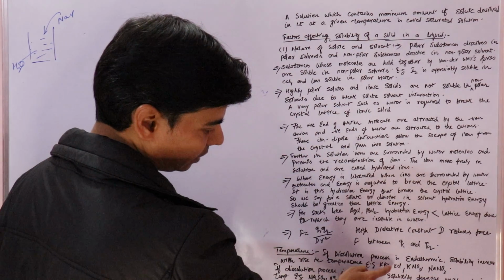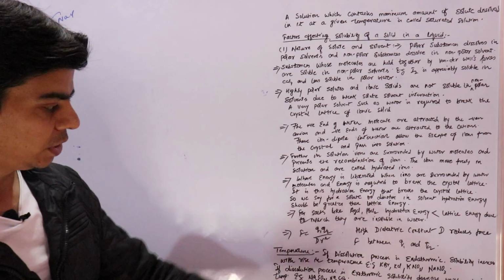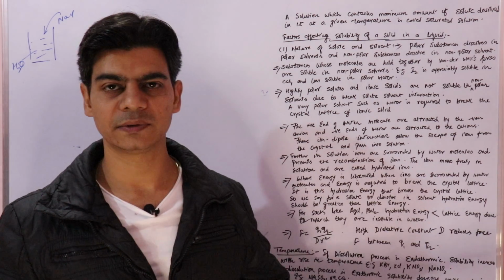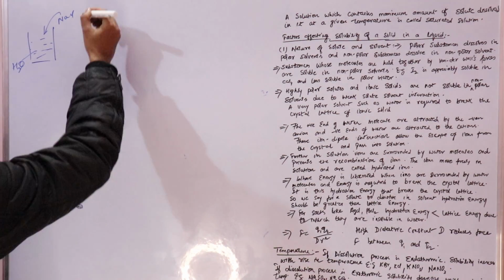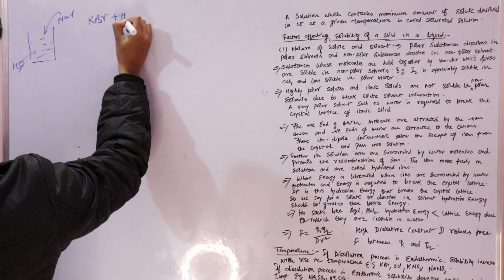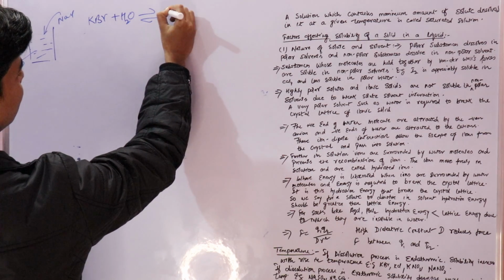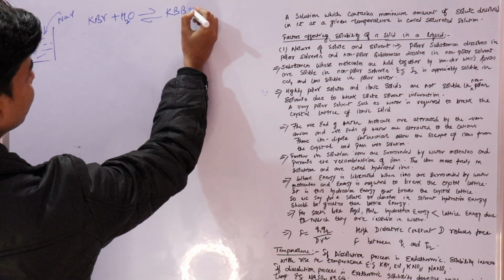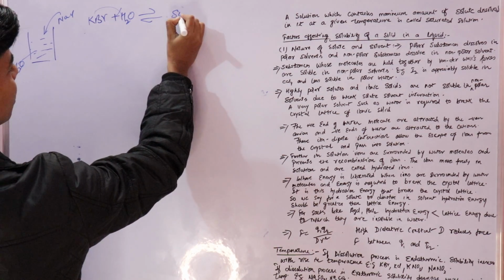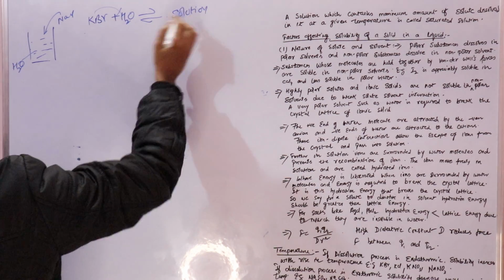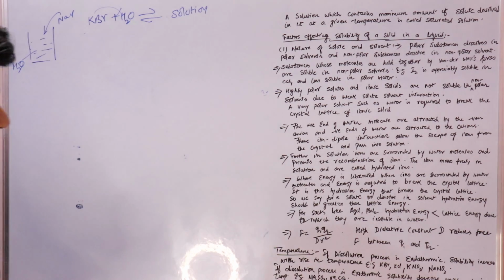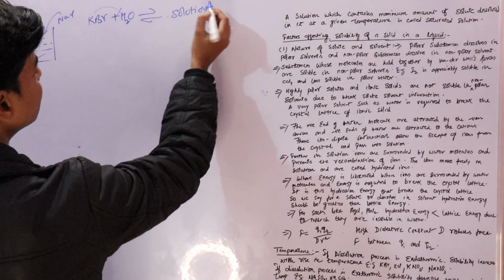For example, salts like potassium bromide, potassium chloride, sodium nitrate, potassium nitrate, for these the solubility increases with increase in temperature, right? So we say when we dissolve, say, potassium bromide in water, it will form a solution of potassium bromide in water, right? And we say this is an endothermic process, right?